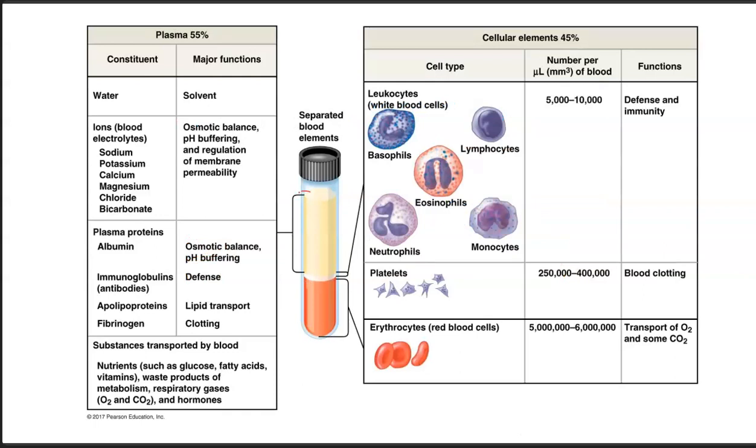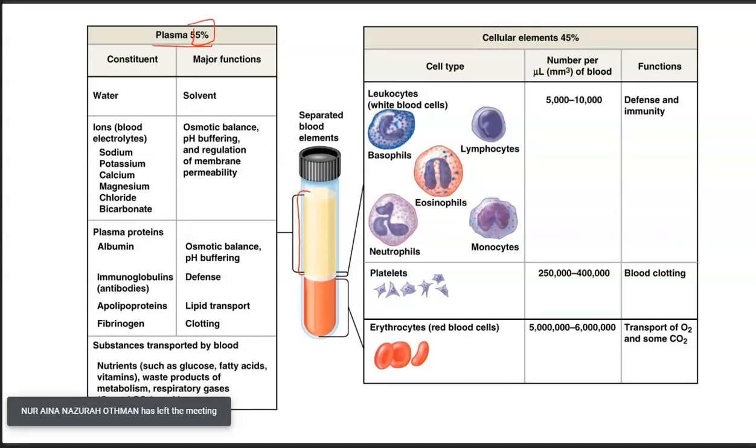So the upper part is the blood plasma. The blood plasma will be at the top because it is less dense. When you centrifuge a sample, it will separate the sample by its density. The component that is less dense will be at the top, and the denser component will be at the bottom. That's why you centrifuge your sample, to separate it into different densities. So 55% of your blood is blood plasma.